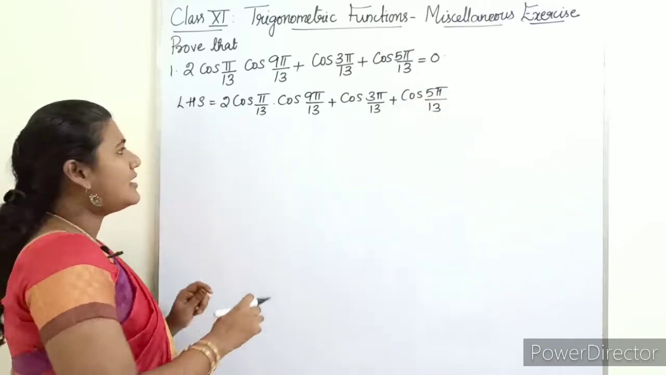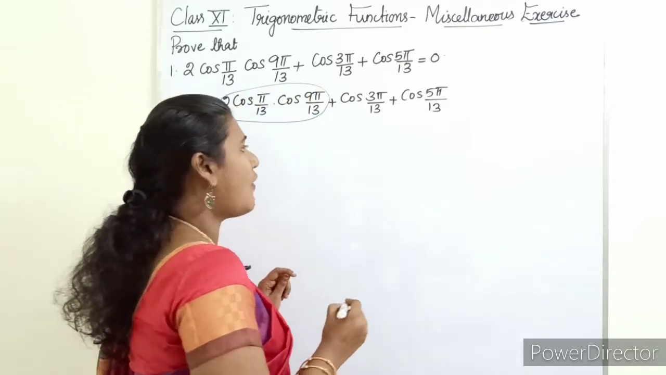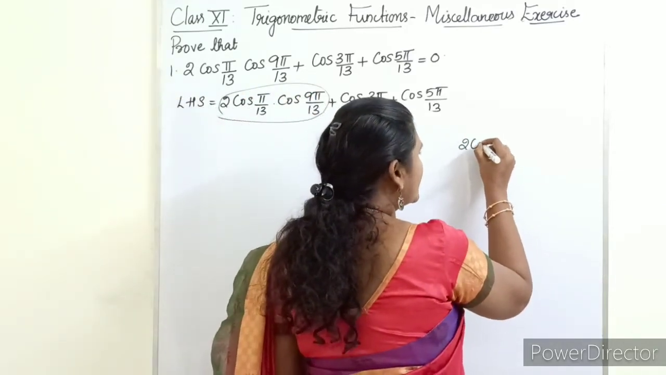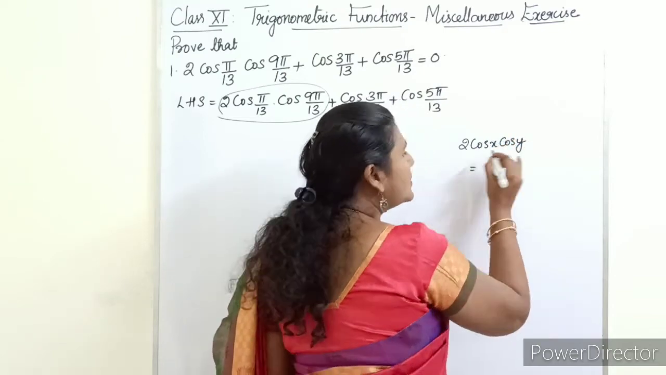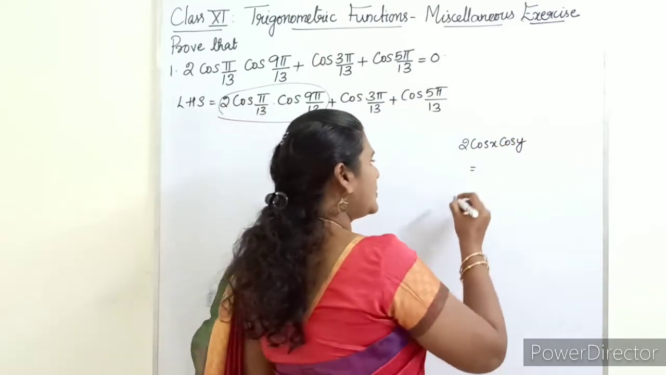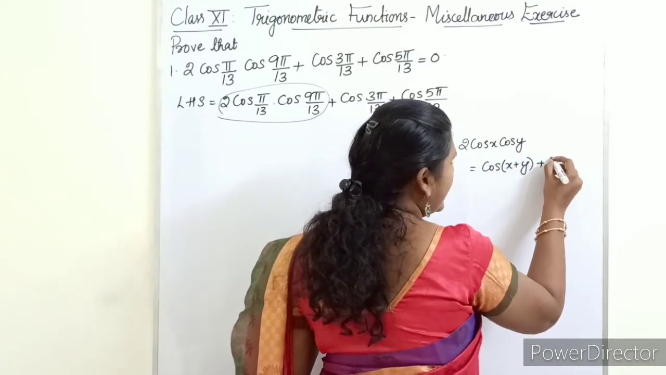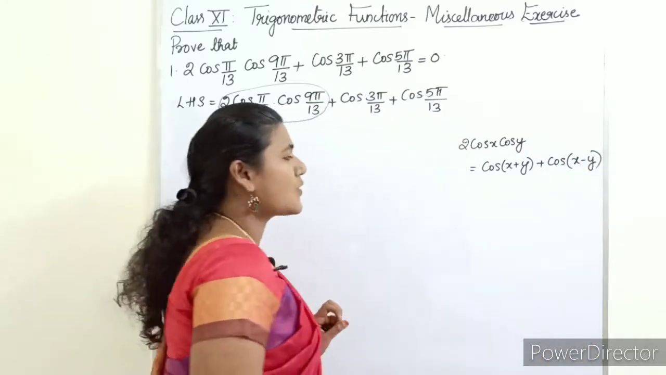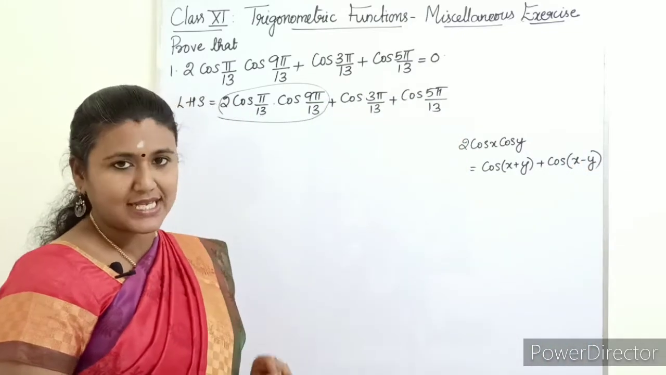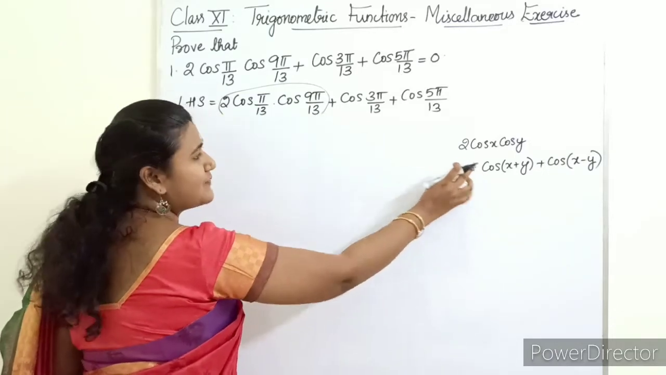Now you see here, this first term is of the form 2 cos x cos y. So what is the identity for 2 cos x cos y? So 2 cos x cos y is equal to cos (x plus y) plus cos (x minus y). So this is the formula for 2 cos x cos y. For the first term, we are going to use this formula.